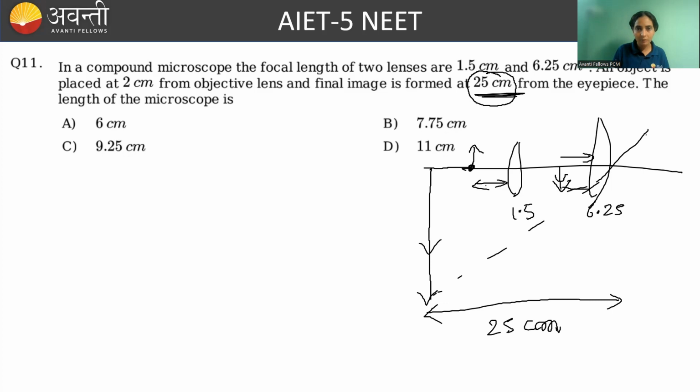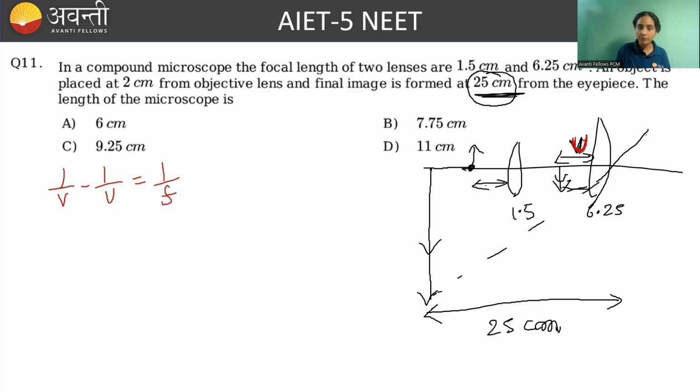Let's say the object distance for this is B, sorry, the image distance for this is V. So if you put the formula, we can calculate this V. This is the lens formula: 1 by V minus 1 by U equal to 1 by F. Now 1 by U is the object distance. This is not known. Let me keep it as U, so there is no confusion.